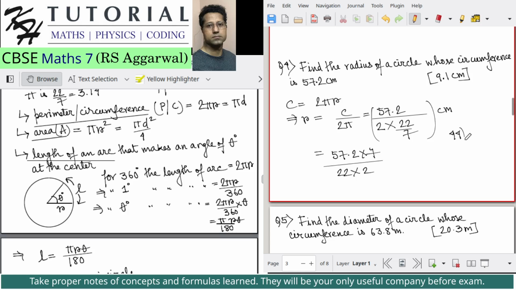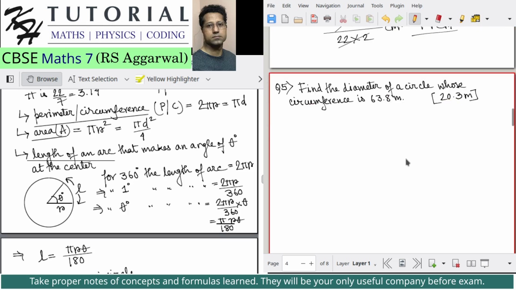So this 22 multiplied by 2 is 44, and 44 will divide 57.2 and it will be 1.3. So this is equal to 1.3 multiplied by 7, which is equal to 9.1 centimeter. So the radius is 9.1 centimeter.